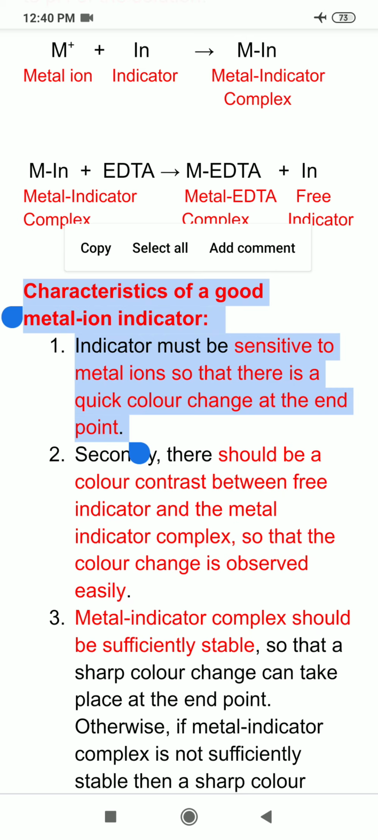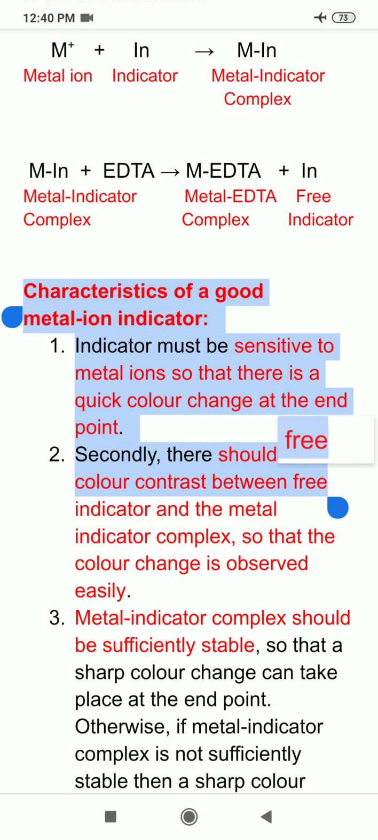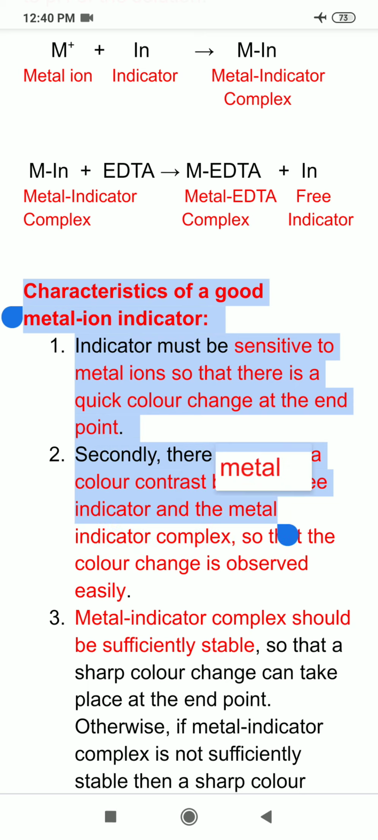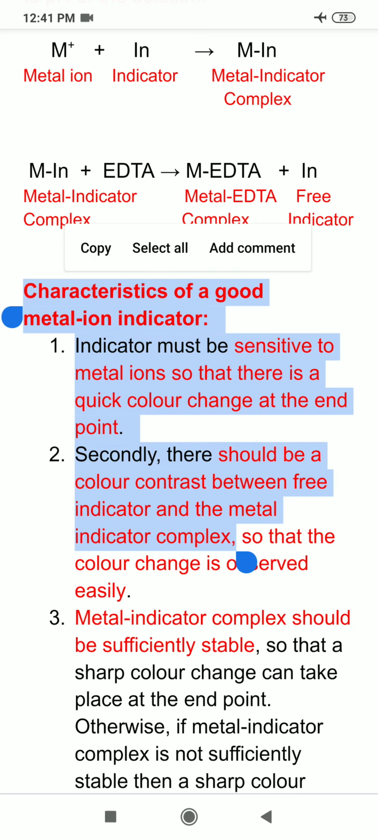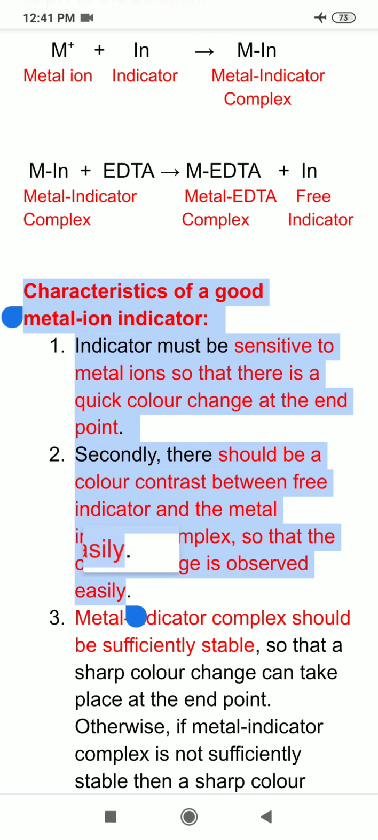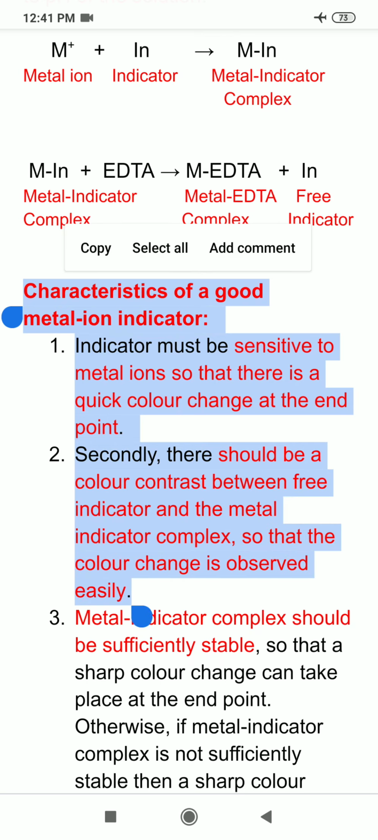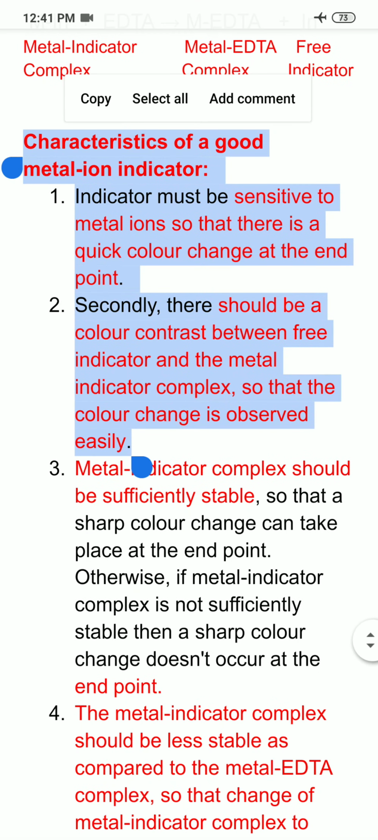color easily. Secondly, there should be color contrast between the free indicator and the metal indicator complex so that the change in color is observed easily. Now what is the meaning of color contrast? Means that the color of the metal indicator complex and that of the free indicator should be easily observable. Mean you should be able to differentiate between the two colors, that is that of the metal indicator complex and that of the free indicator.